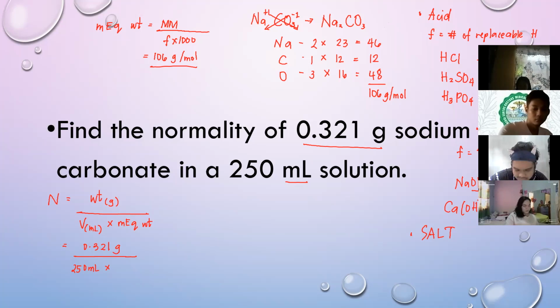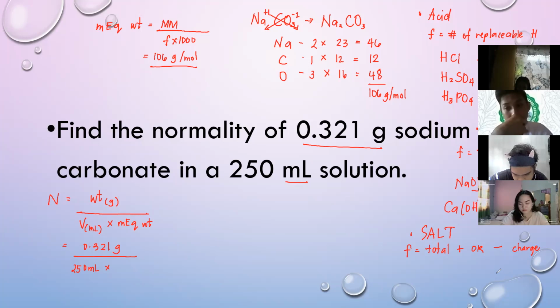Now, paano natin malalaman yung F ni salt? The F class is the total, take note, total, positive, and take note of the word or ha, hindi and, meaning either the positive or the negative charge. Okay? Yan yung sa salt. Total, we need to total either the positive or the negative charge for the salt, and that will be the F.